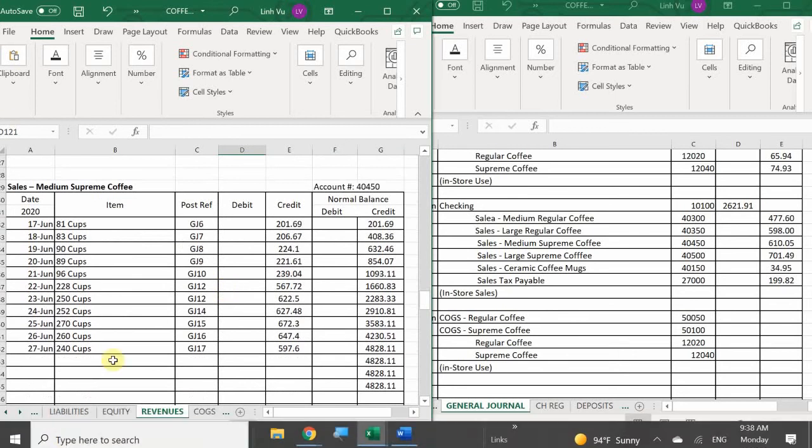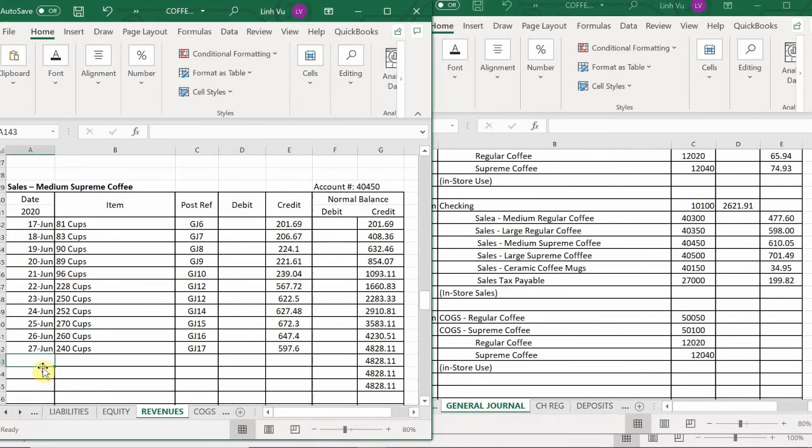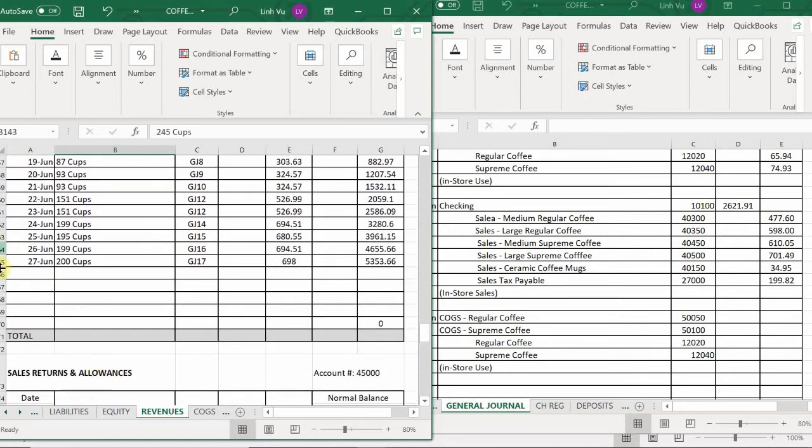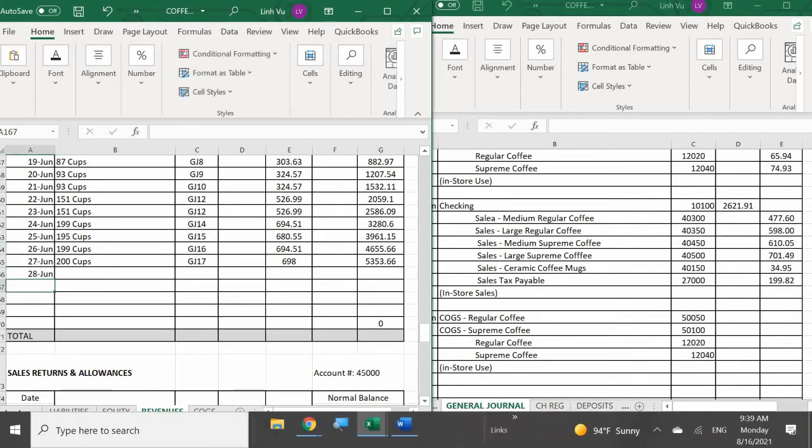Then we're going to go to our Supreme coffee, the Supreme medium coffee. Hold on, let me get there too. Supreme medium. There. We sold 245 cups. General Journal 18, and we have a total of $610.05. And then that came to 5438.16. Then we're going to go to our large Supreme coffee. Now, large Supreme coffee. We sold 201 cups.